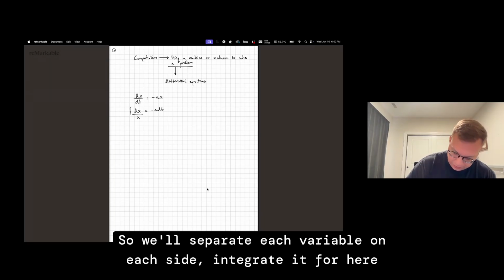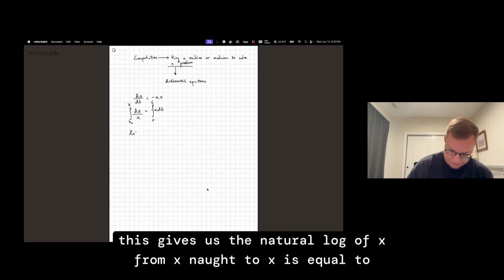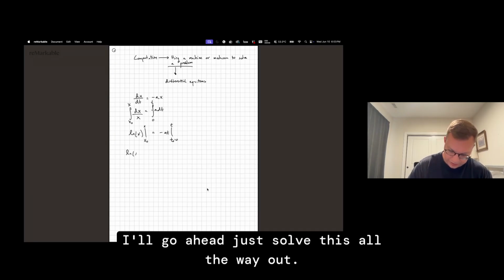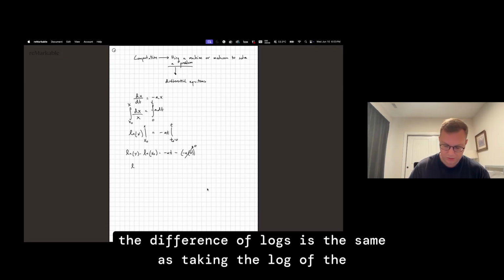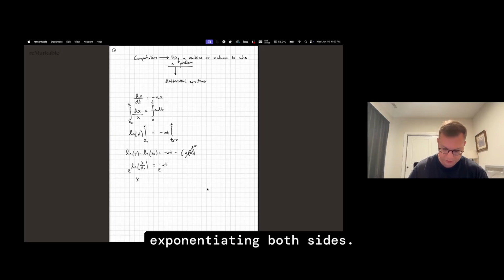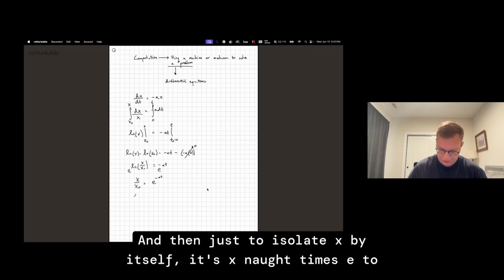So we'll separate each variable on each side, integrate it here from x naught to x, and on the right hand side from time 0 to some time t. This gives us the natural log of x from x naught to x is equal to minus a t from t naught, which is equal to 0, to t. I'll go ahead and just solve this all the way out. Okay. The difference of logs is the same as taking the log of the first term divided by the second term. And then we can eliminate the log by exponentiating both sides. So x over x naught is equal to e to the minus at. And then just to isolate x by itself, it's x naught times e to the minus at.